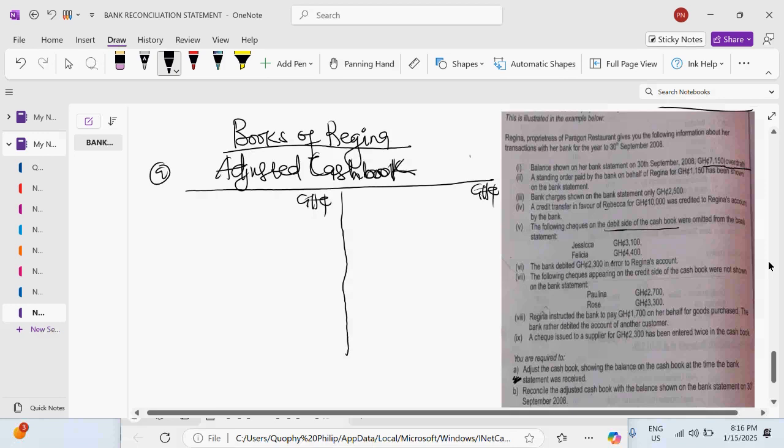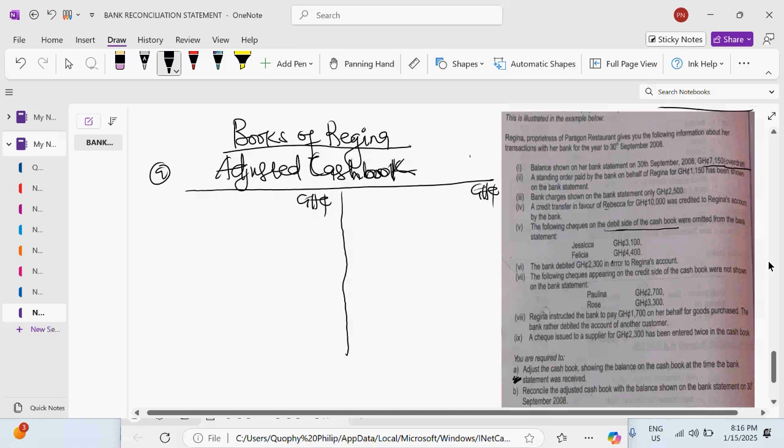Okay. The bank debited 2,300 in error to Regina's account. Errors that increase our bank account, errors that decrease our bank account. So what do you think will be this error? Is it an error that decreases our bank account? Because when the bank debits our account, it means our balance will be reduced.